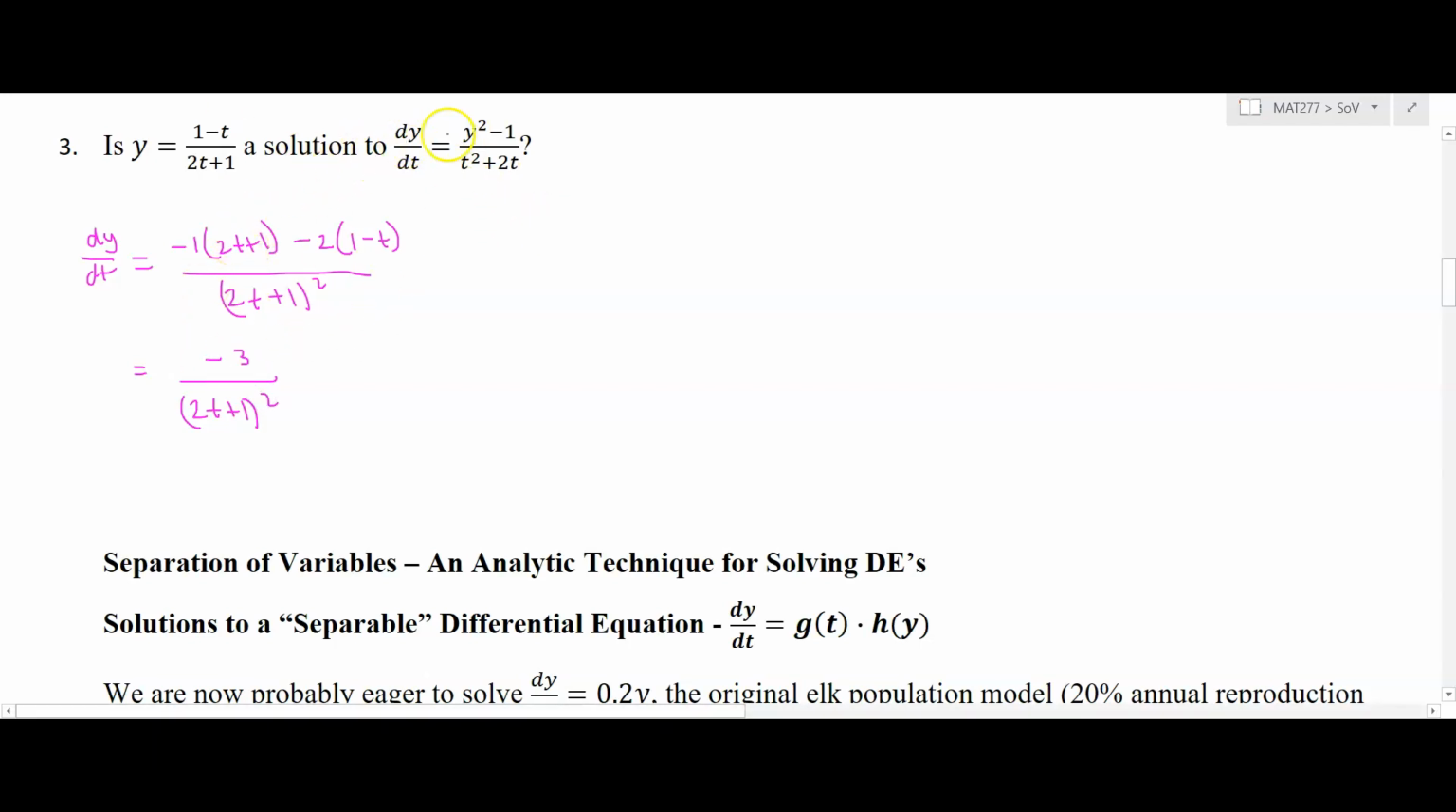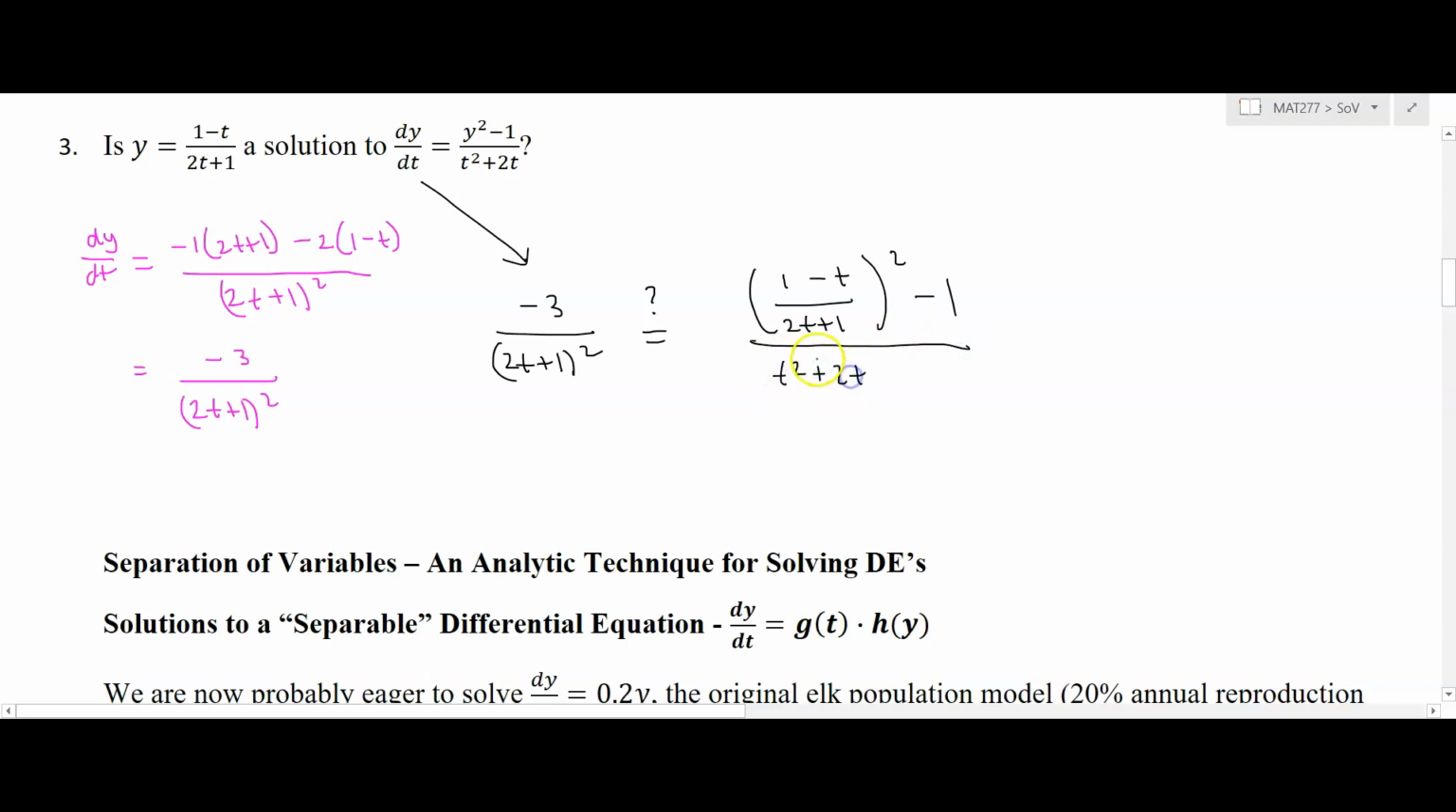So now we're going to plug in for dy/dt in this equation what we just found as the derivative of our candidate solution. And we're going to check, is that equal to the square of y minus 1 over t squared plus 2t? The square of y is going to be the square of this function, so ((1 minus t) over (2t plus 1)) squared, minus 1 over (t squared plus 2t).